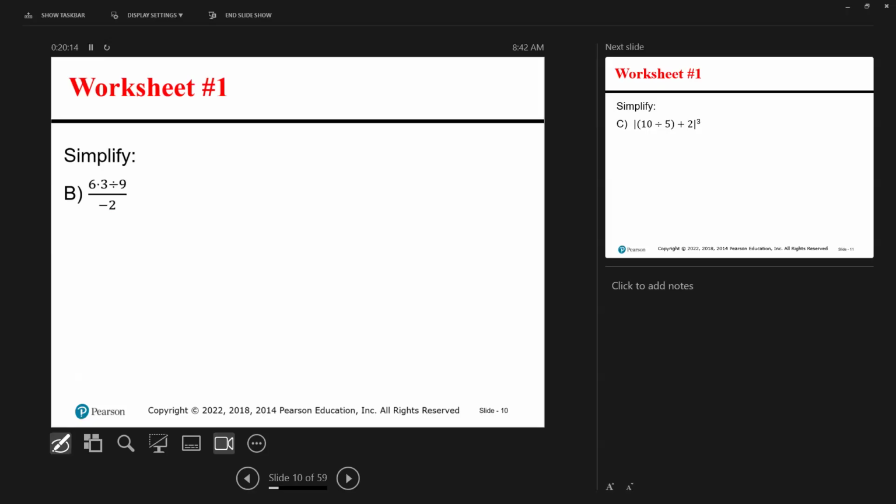So number B, we have the division again. This is really just having a group that is 6 times 3 divided by 9 over a group that is just -2 by itself. If we do order of operations going left to right, the first thing we want to do is this 6 times 3, which will be 18 divided by 9. And then we're still divided by the -2. We're still dealing with this grouping on top. 18 divided by 9 is 2, divided by -2, which is going to leave me with -1.